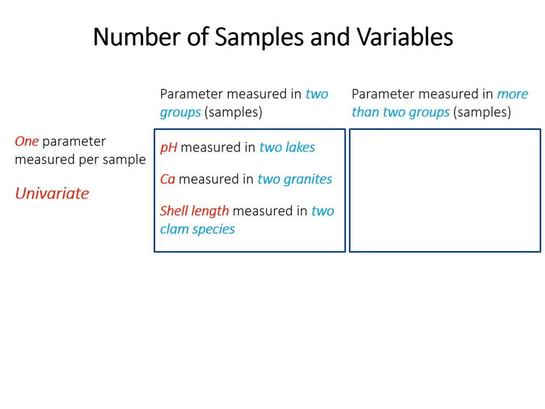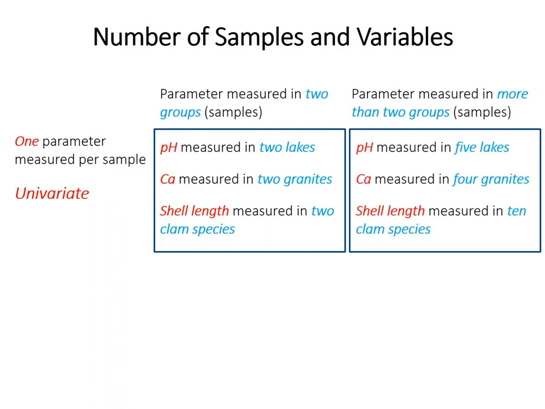If there are more than two samples, if you have more than two groups that you've made measurements from, then you'll need to choose a different test. To be discussed later, in actuality, all these tests are particular cases of a more general method, but we're not going to get into that. For example, you might have pH measured in five different lakes. pH is one variable, so it's univariate, but you have five samples, five different lakes. You might have calcium in four granites, shell length in 10 species. So basically the difference is whether you have just two samples or more than two samples.